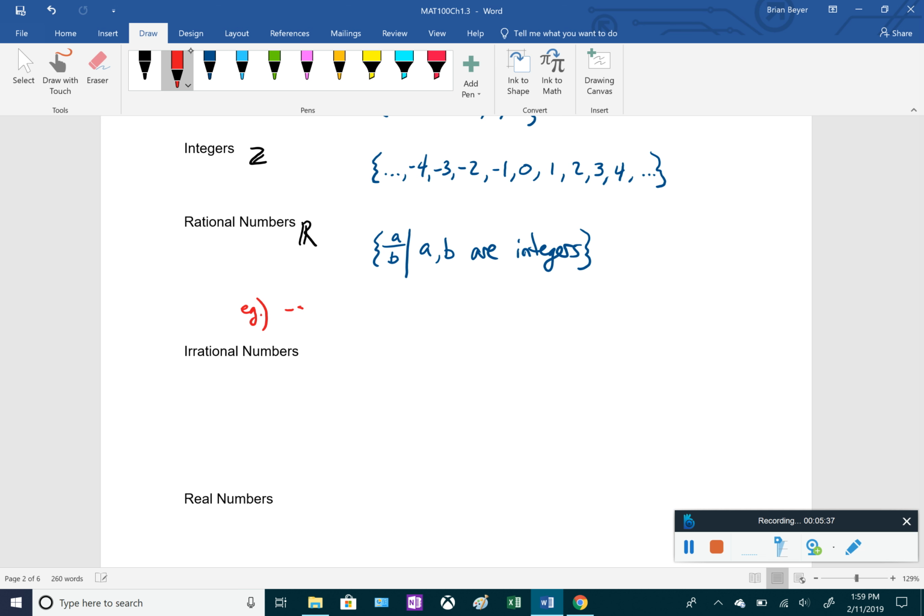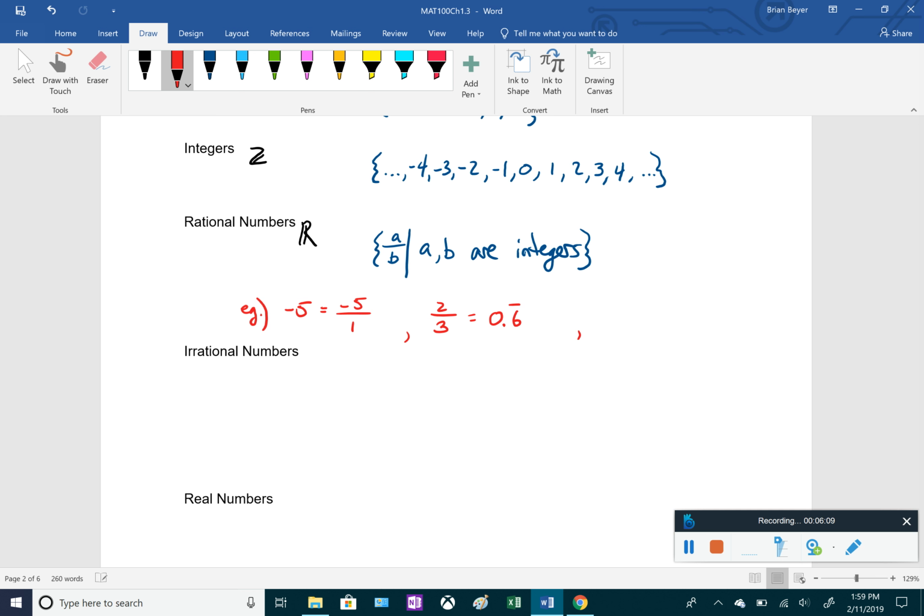So something like -5, that's a rational number because we can write it as -5 over 1. -5 is an integer and so is 1. Something like 2 over 3. 2 and 3 are obviously both integers. If we wrote this as a decimal, this would be 0.6 repeating. So remember that little bar over the top means that 6 is just going to keep on repeating forever. So repeating decimals are actually rational numbers.